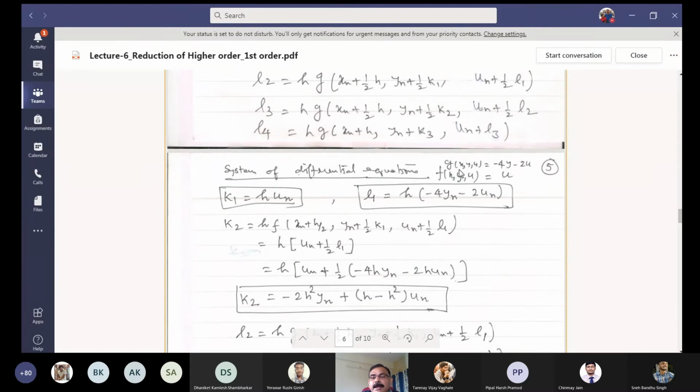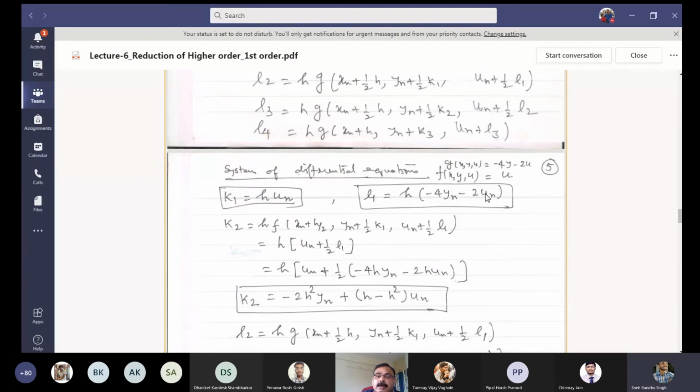So if you see that f is given as u, g is given as -4u minus 2u, so we'll write k1 as h times un. L1 is immediately written. As soon as we have calculated k1, immediately L1 is written. H times, because g is this, so h times minus yn minus un. First part is clear? L1 and k1?